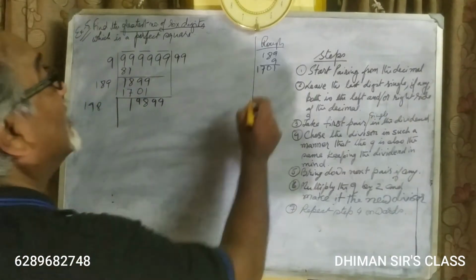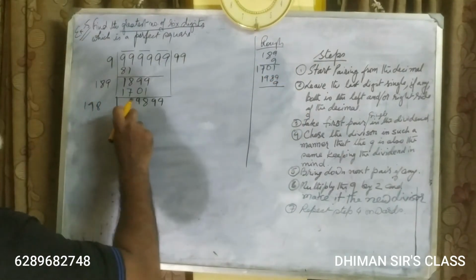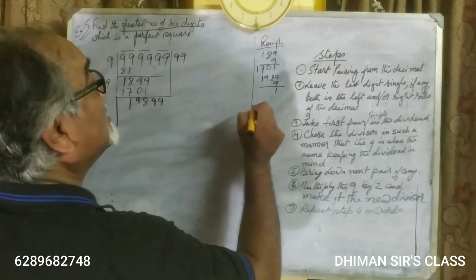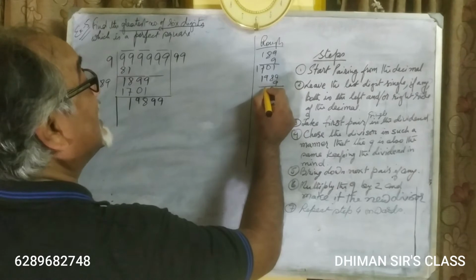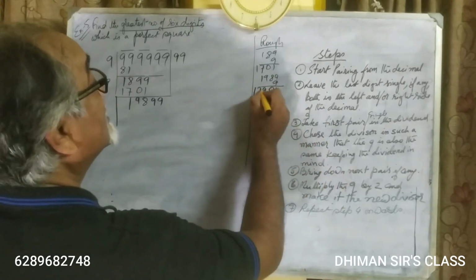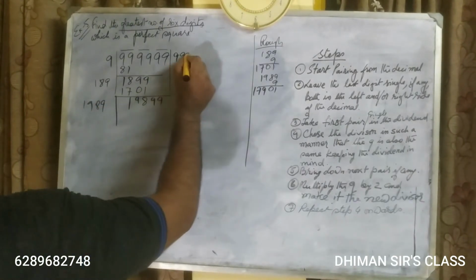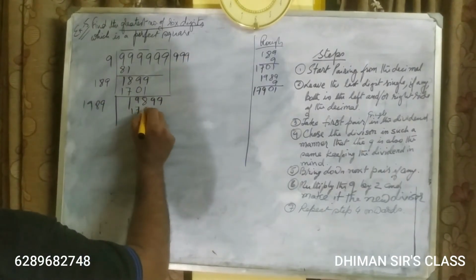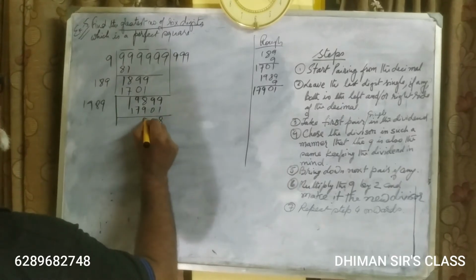Now 19899. Let us take, why? Because 19 is there. So 9 nines are 81, carry 8, 9 eights are 72, 80, carry 8, 9 nines are 81 plus 8, 89, carry 8. 17901. So 9917901. So 8991.